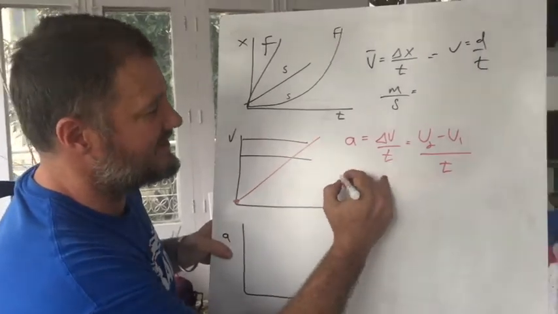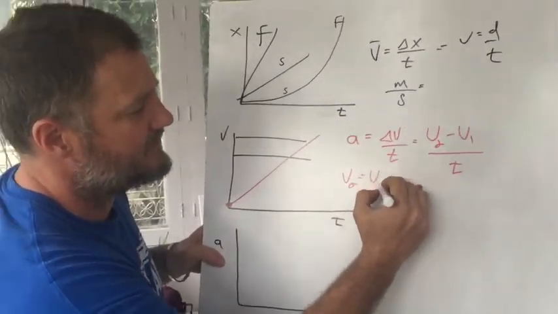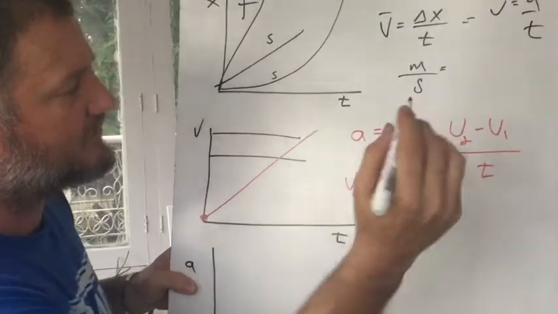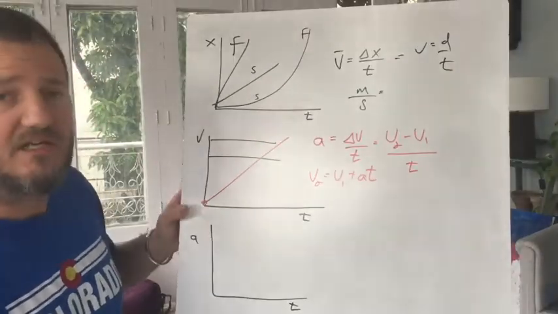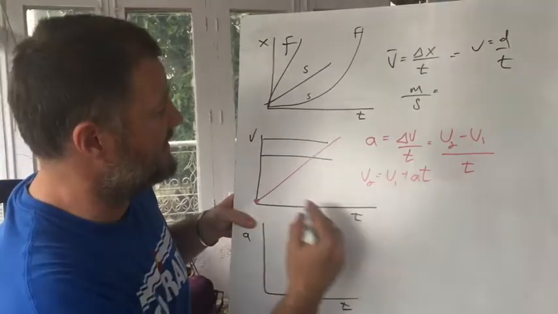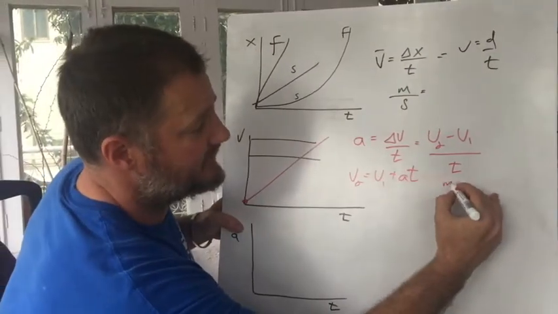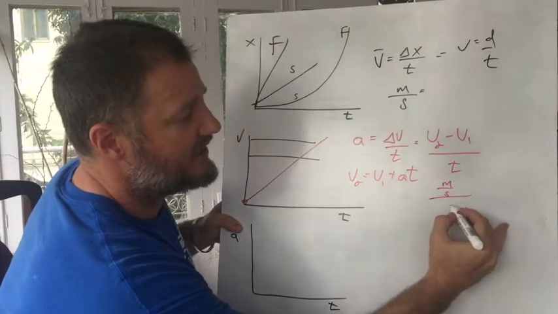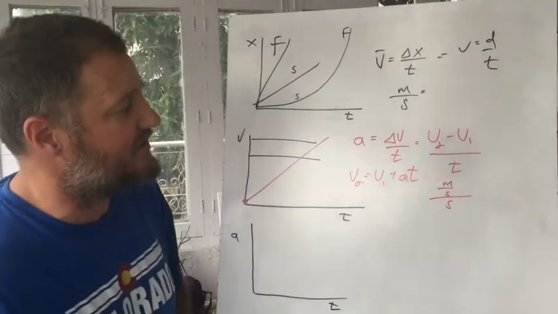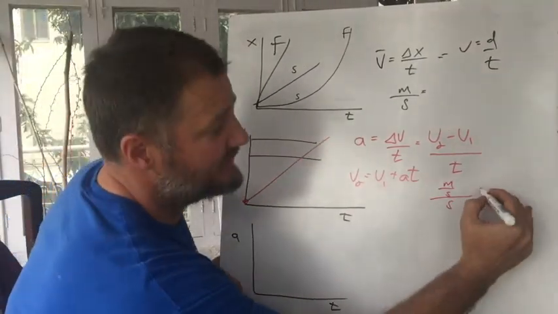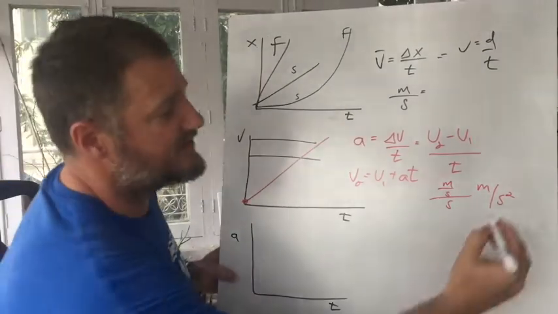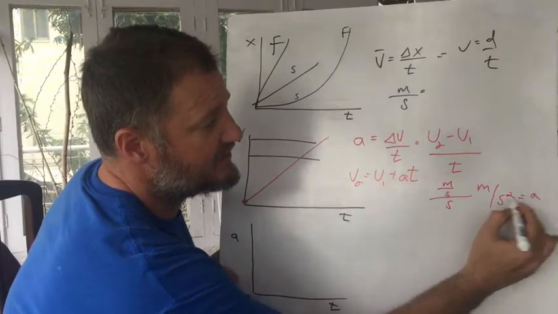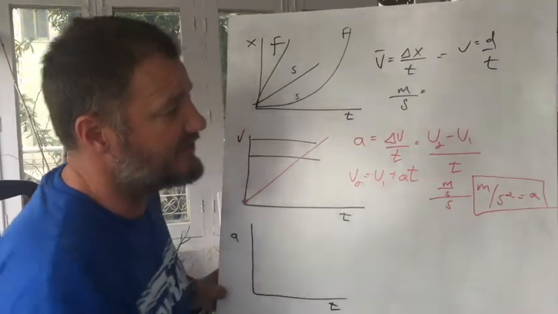Oftentimes it's written like this in terms of V2. But both of those are mathematically the same. If you analyze the units here, it makes sense as well. Your change in velocity is in meters per second. And if you divide that by seconds, you get meters per second, or meters per second squared. And so that makes sense. That is the dimensional analysis for acceleration.